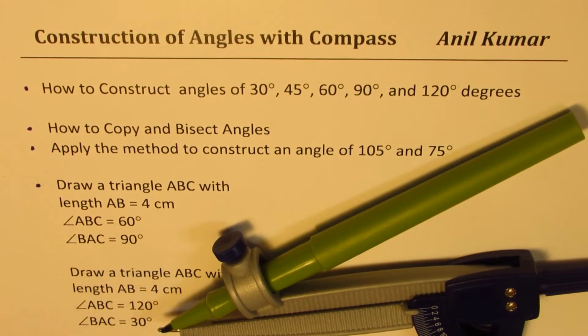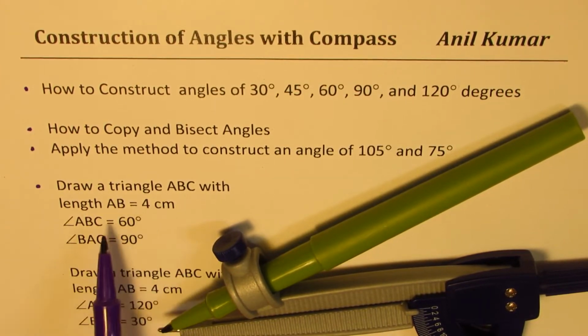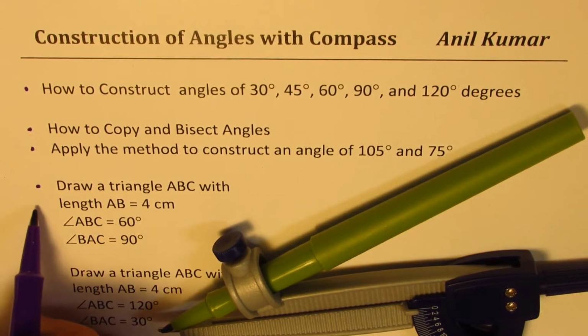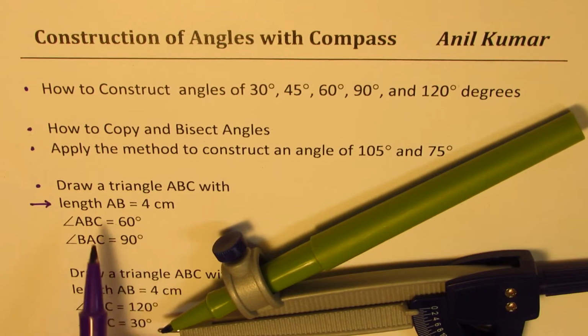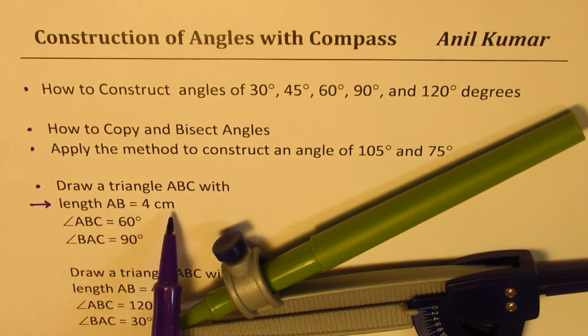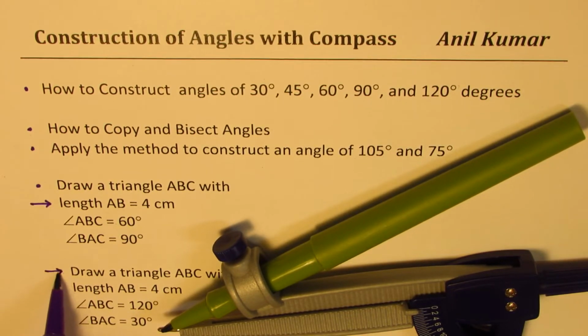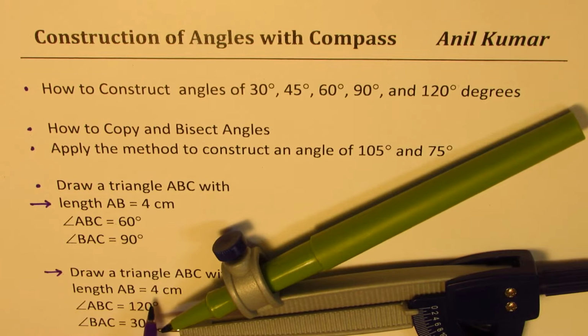Once we understand all these concepts, we'll be in a position to draw triangles over different dimensions given. For example, we'll take two examples here. One, length AB equals 4 centimeters and the angles on the base as 60 and 90 degrees. The other one, we'll draw a triangle with 4 centimeter base with obtuse angle of 120 degrees. Now let us see how to do all this with compass and a ruler.